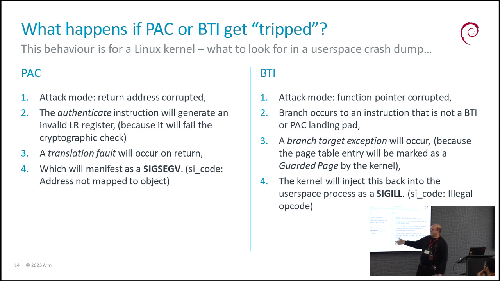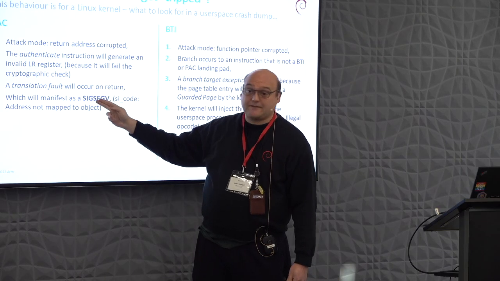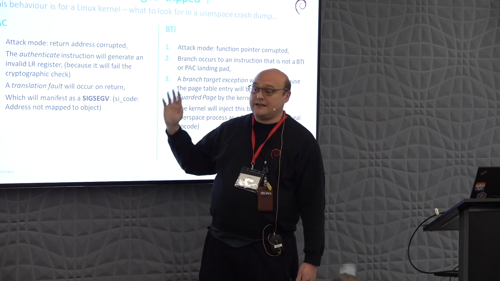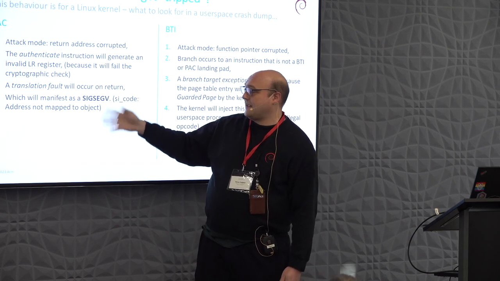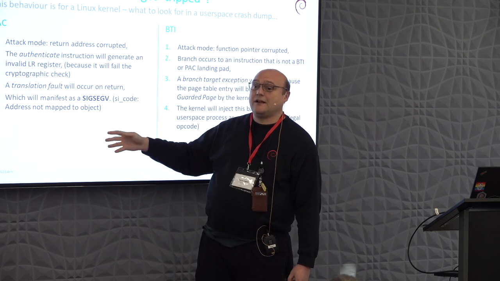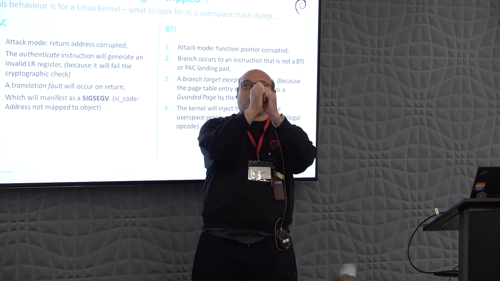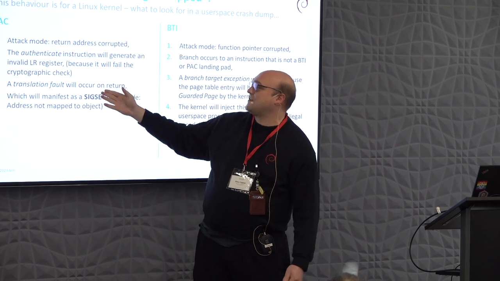I've described this, but this is a nice little summary. If the return address is corrupted, the authenticate instruction will fail, we'll branch somewhere we shouldn't, translation fault, seg fault immediately. So if you're dealing with PAC and you see seg faults where you don't expect to see them, and your program counter address is crazy weird, it's probably an authenticate instruction gone wrong.